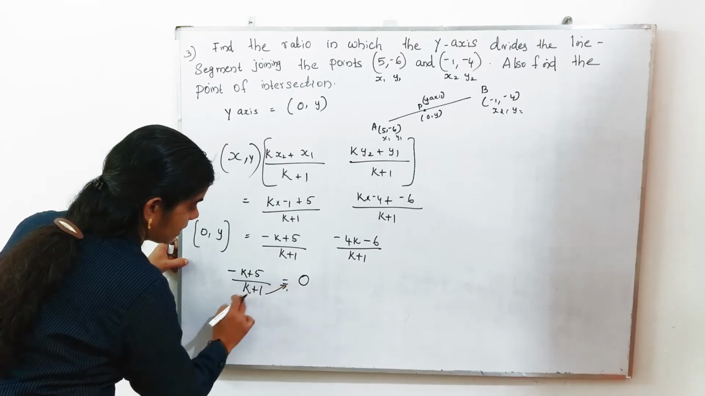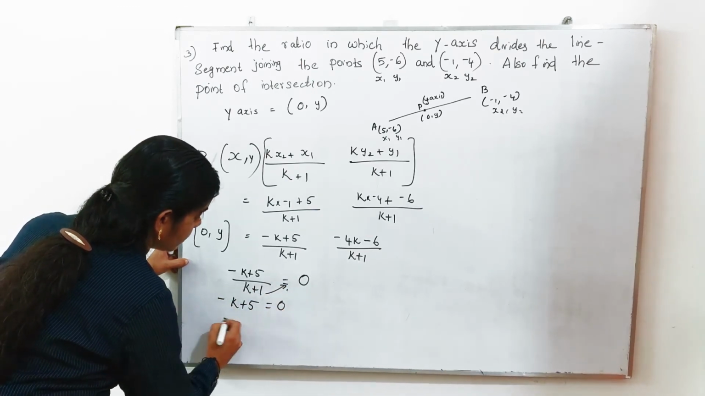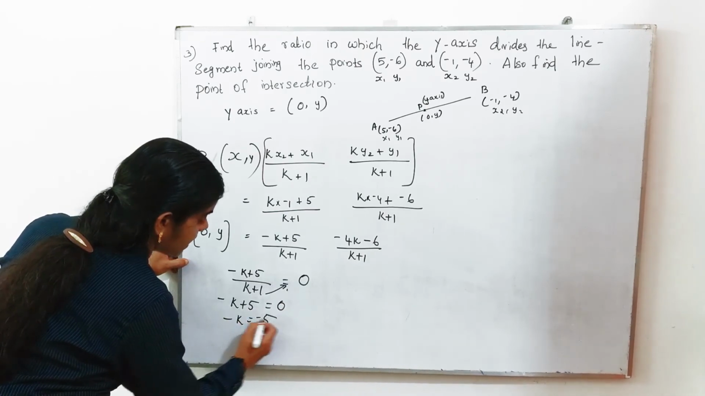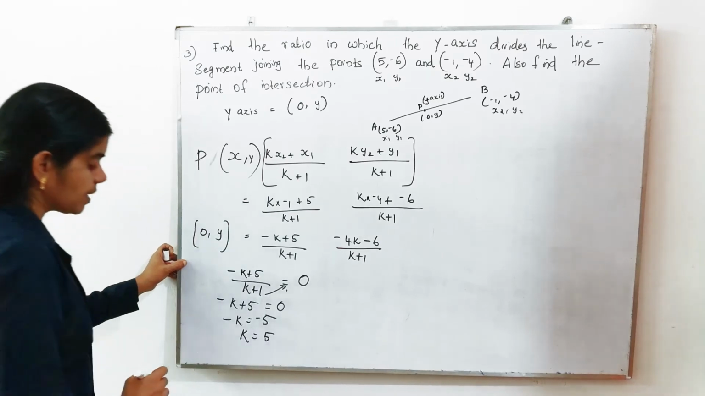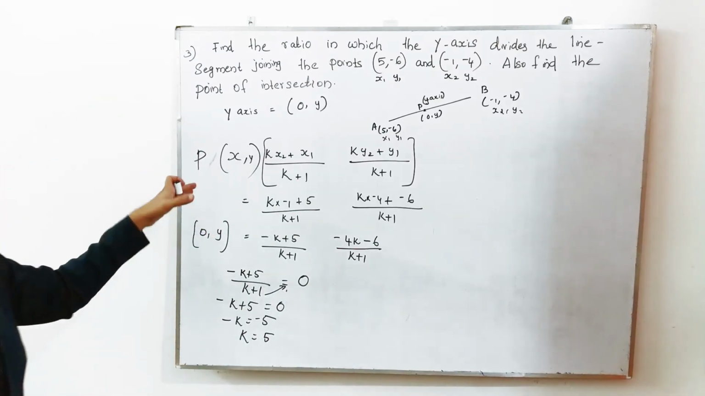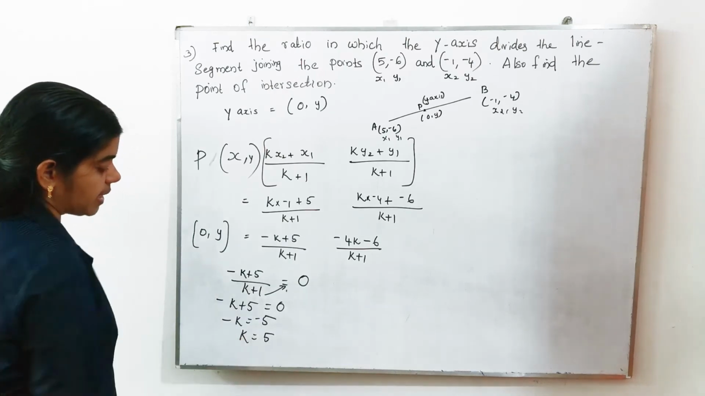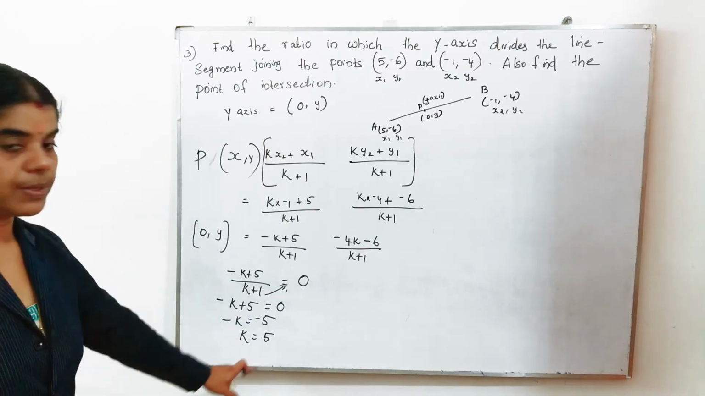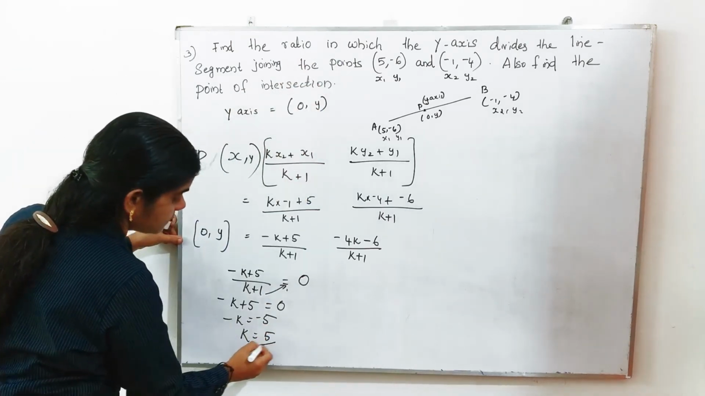Then if you are multiplying, this will become 0. 0 minus k is equal to minus 5. So k is equal to 5, that is m1 by m2. So the k value is 5. That is the ratio we got, 5.